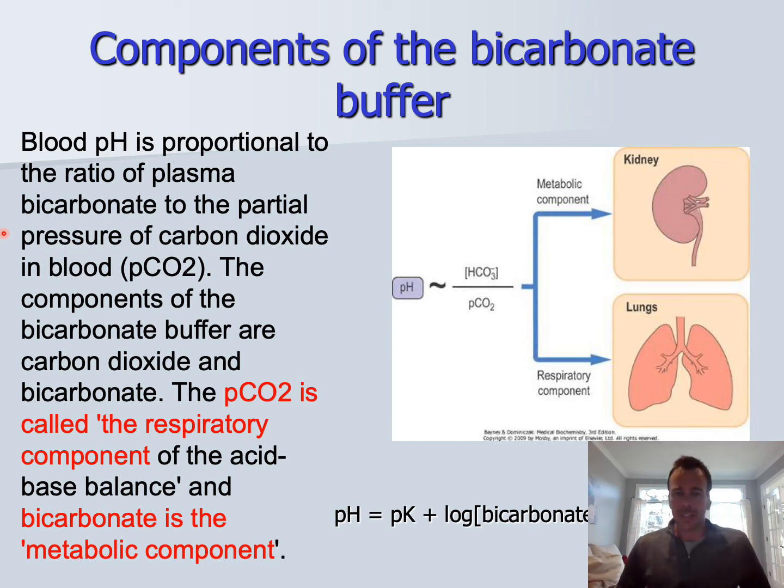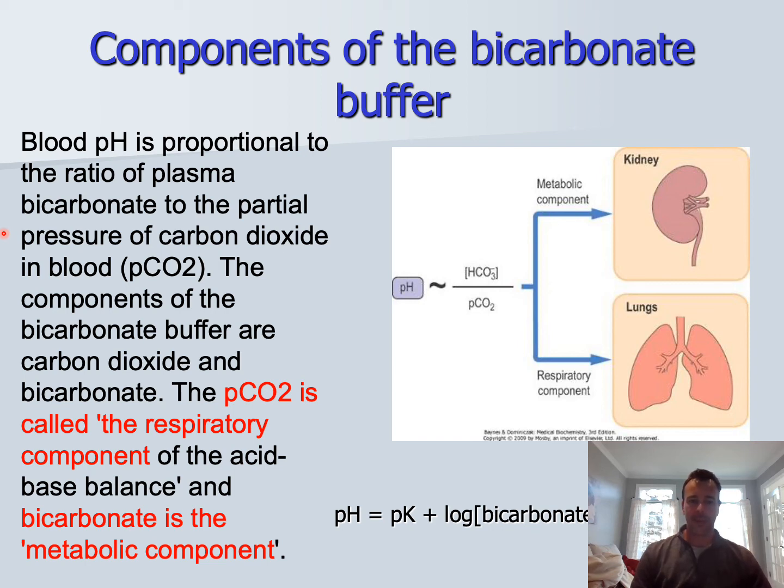Let's dive into this a little bit deeper, the components of this bicarbonate buffer and how the blood and the kidneys and the lungs interact here to maintain this pH. So the blood pH is proportional to the ratio of the plasma bicarbonate to the partial pressure of the carbon dioxide in the blood, as we showed with the Henderson-Hasselbalch equation there.